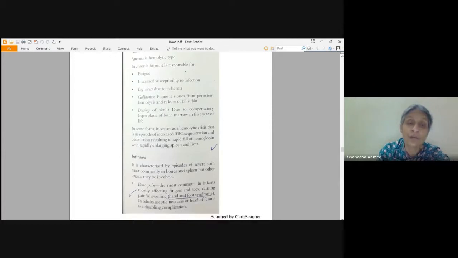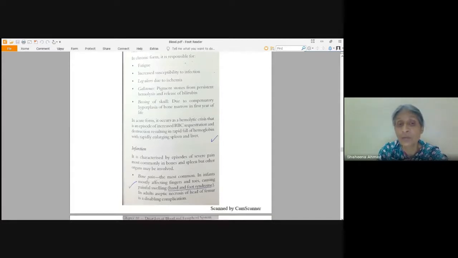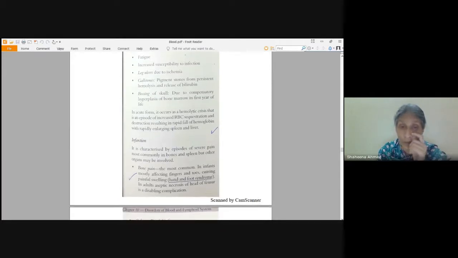In the chronic form, what you are going to see is fatigue and increased susceptibility to infection. You might see leg ulcers due to ischemia. Gallstones might be formed due to increased release of hemoglobin and production of bilirubin. Bossing of skull is seen due to hyperplasia of the bone marrow, because as RBCs are being lysed, being destroyed at such a fast rate, your bone marrow becomes hyperactive, the load increases, and your bone marrow cavities start expanding and widening. And in the initial stages, you will also see hepatosplenomegaly.